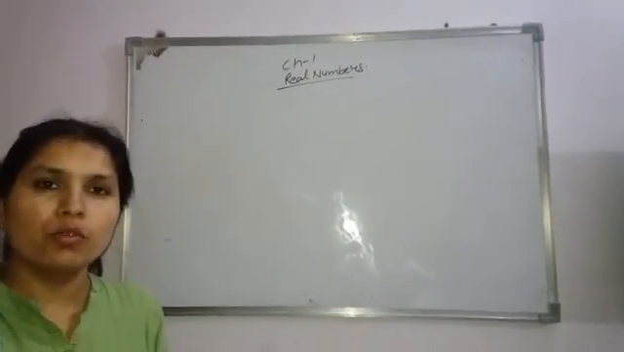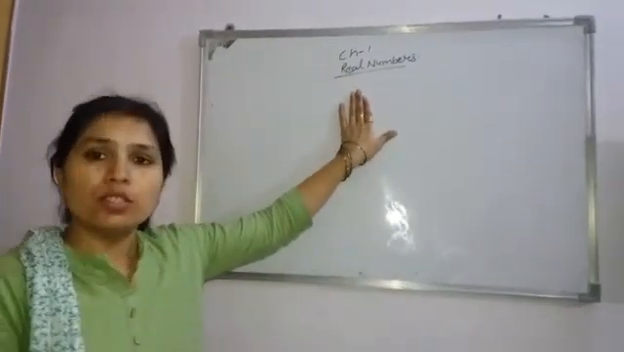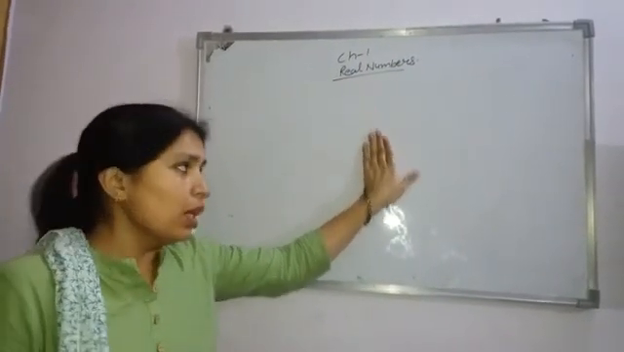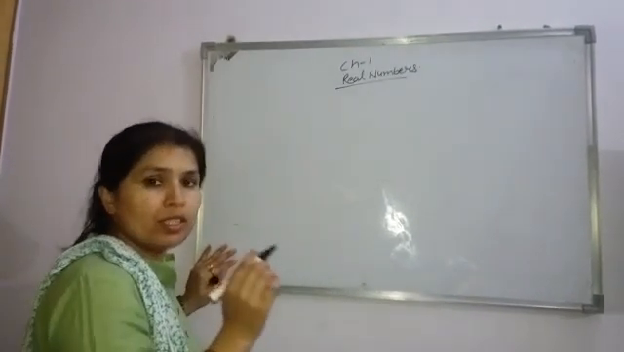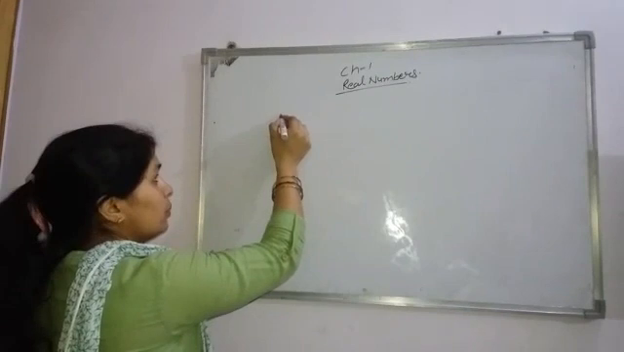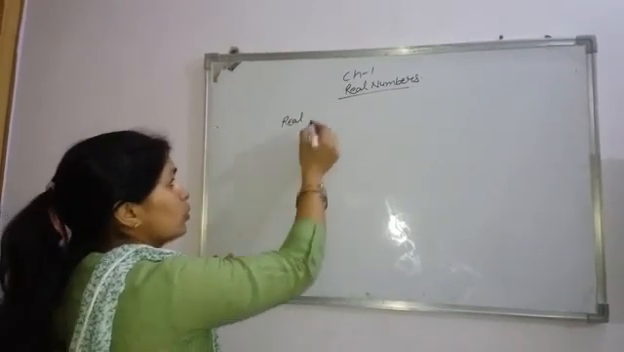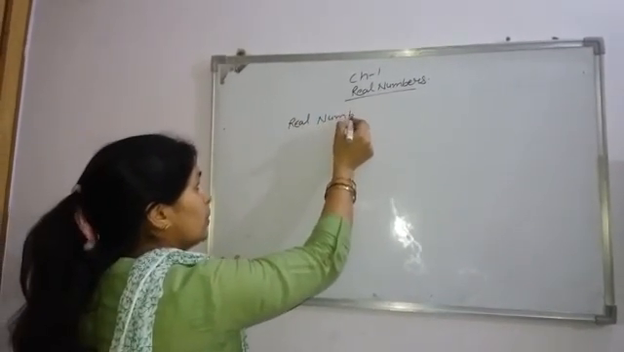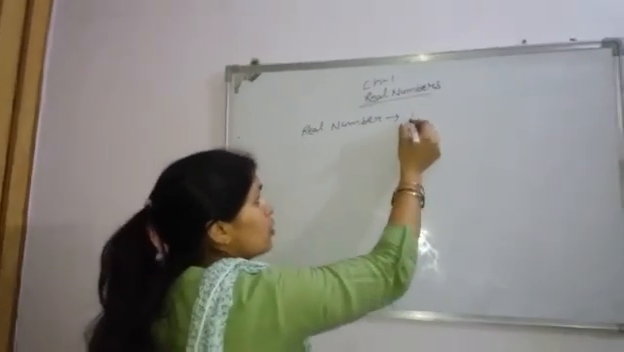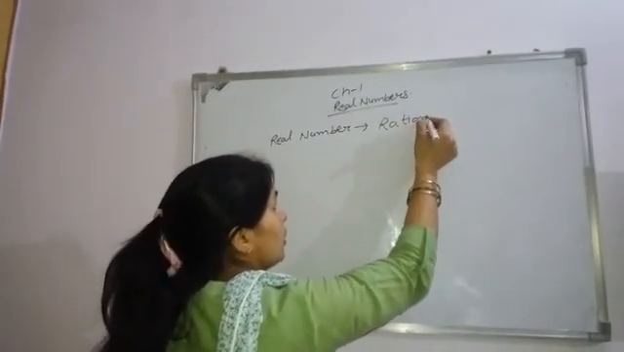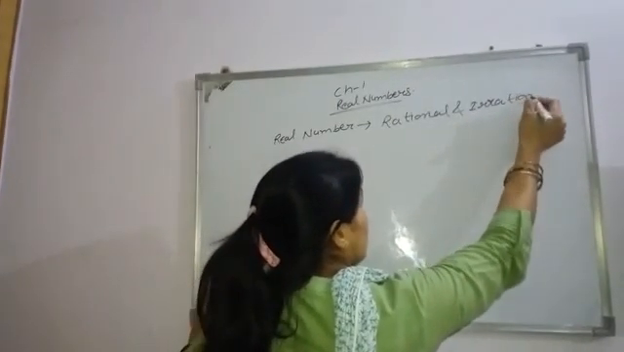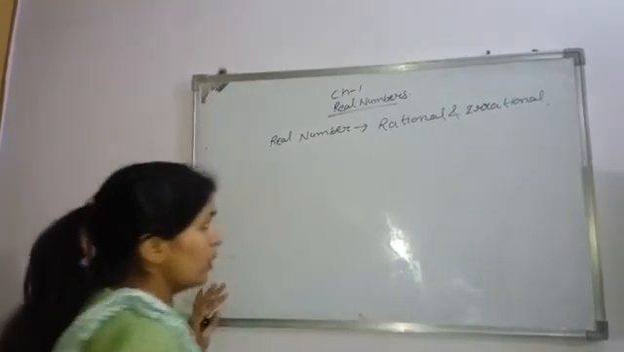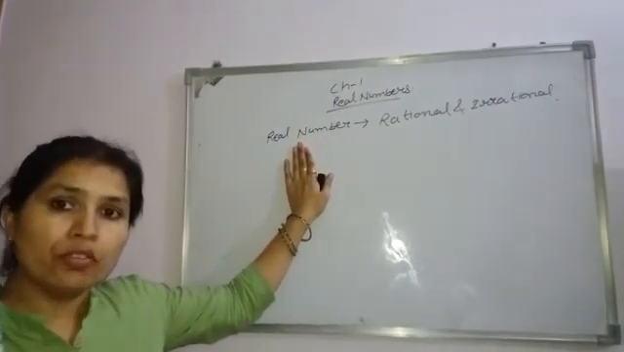Students, today we will discuss our topic, the first chapter, Real Numbers. We will do the revision of this chapter. In this chapter, first you must know about the numbers. First is real numbers. The real number is the combination of rational and irrational. So all rational and irrational numbers we consider in the set of real numbers.